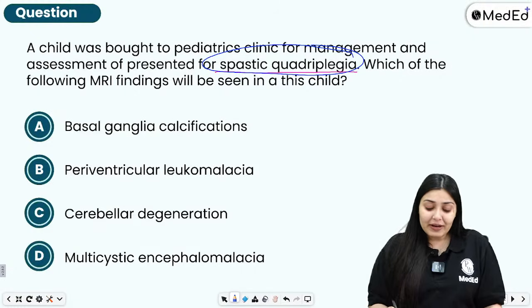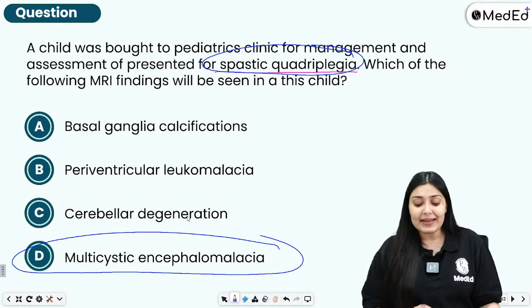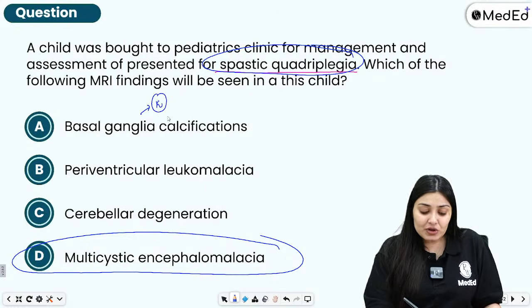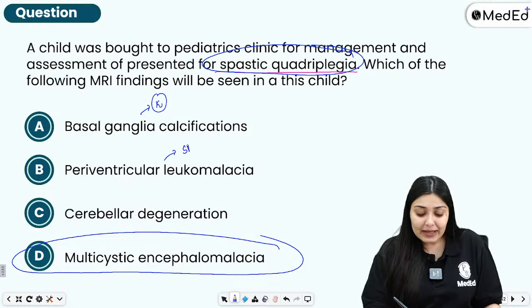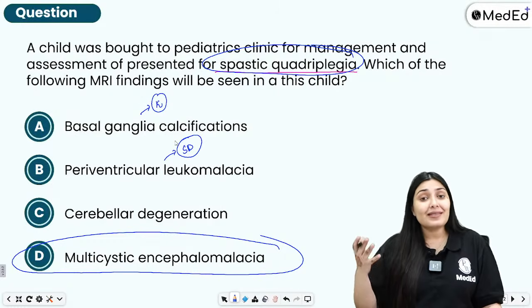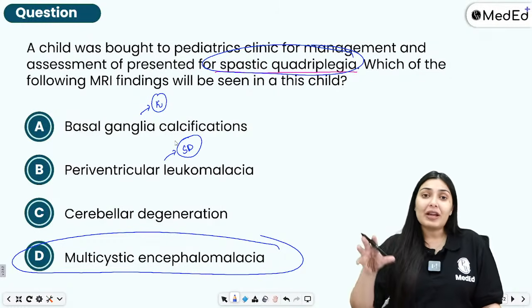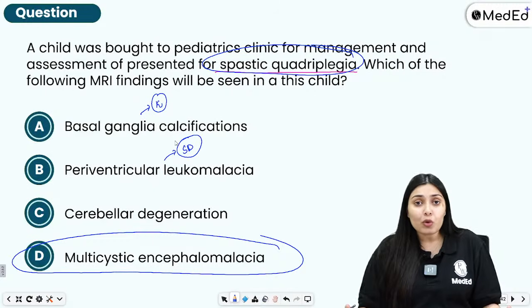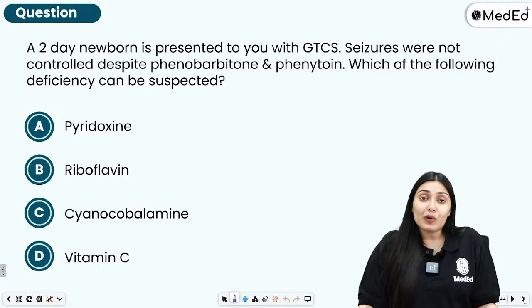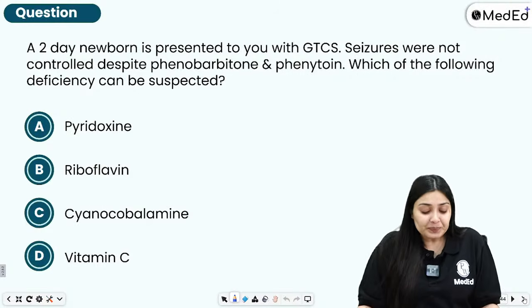So the MRI findings here would be multicystic encephalomalacia. This you can see in the kernicterus picture. This you will see in the spastic diplegia picture. And cerebral degeneration will be seen in cerebellar CP. That can be seen in particular infarcts, strokes, right? So this is about cerebral palsy and the types of brain injuries that we notice in the neonatal age group.